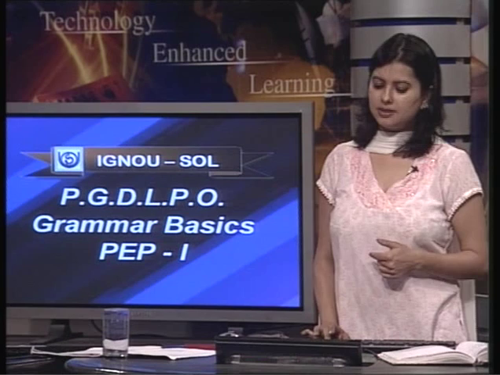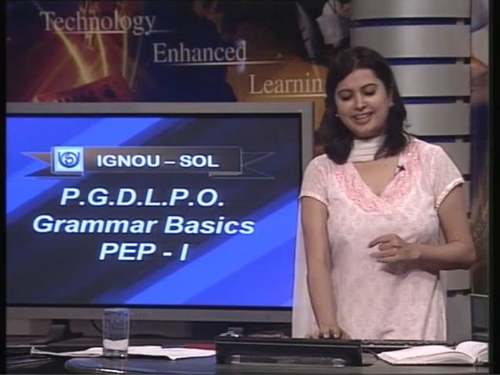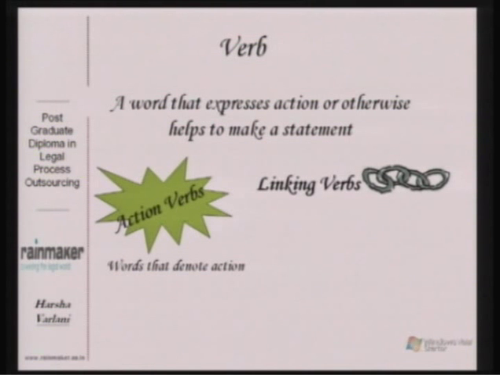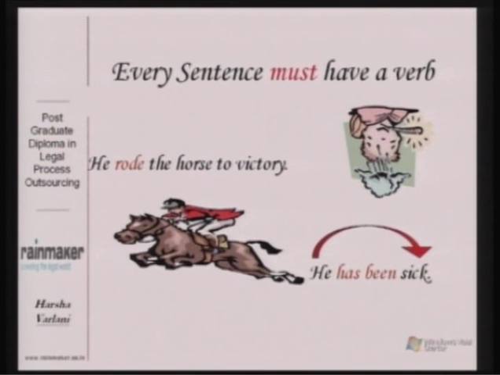What is a verb? All of us know all this. Okay. A word that expresses action or otherwise helps to make a statement. You have action verbs, words that denote action, and you have linking words, words that connect two nouns. Let us look at a few examples. He rode the horse to victory. He has been sick. Here rode is your verb, it is an action word, has been is your linking word, it links two nouns.